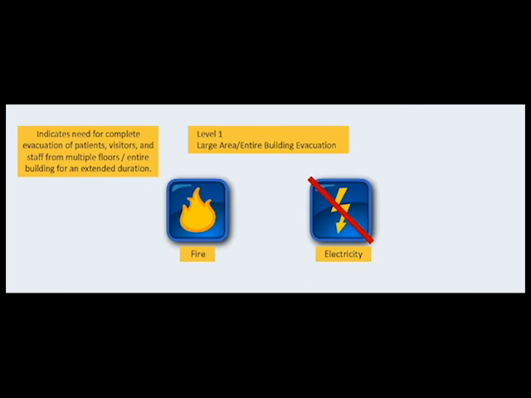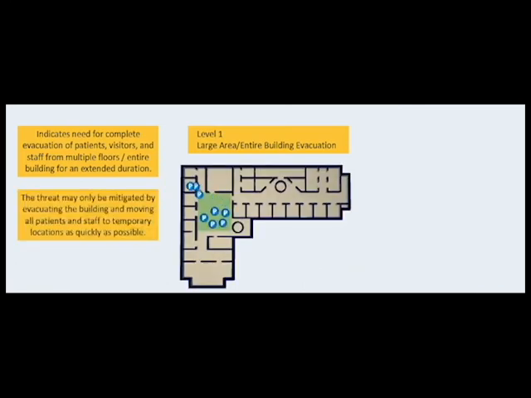Level 1. Large area, entire building evacuation. This level indicates the need for complete evacuation of patients, visitors, and staff from multiple floors or an entire building for an extended duration. This may be required in a situation such as an uncontrolled fire or failure of a mission-critical system, like electricity or environmental controls. The threat is such that it may only be mitigated by evacuating the building and moving all patients, staff, and others to temporary locations as quickly as possible. These could include other buildings on the hospital campus or alternate facilities. At this point, any alternatives to evacuation have been considered and communicated to the Unified Command Group as unacceptable.